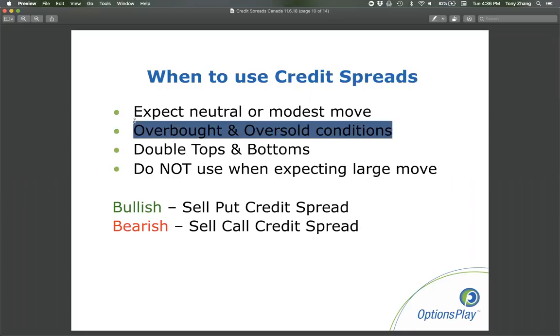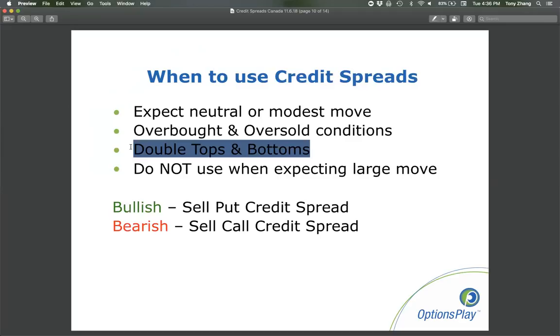So for those of you that like to use overbought or oversold technical indicators like RSI, MACD, stochastics, any of these types of momentum indicators that give you a sense of overbought and oversold, those are ideal technical indicators to give you buy and sell signals for credit spreads. And I'll talk a little bit about that in a few minutes.